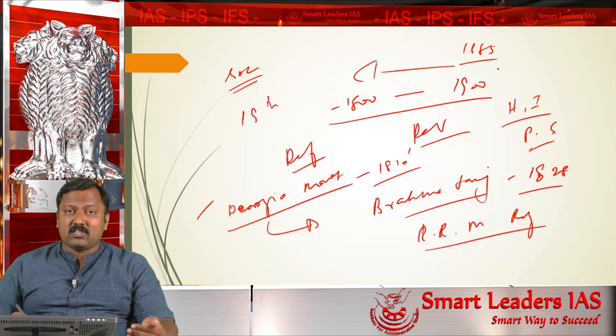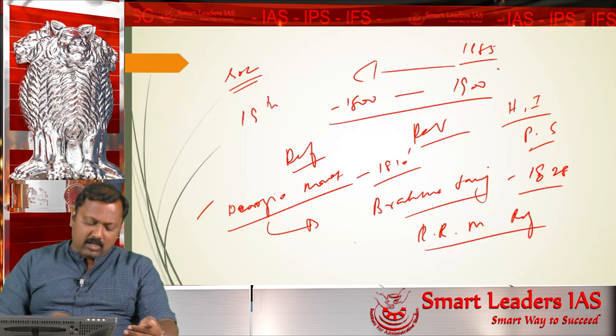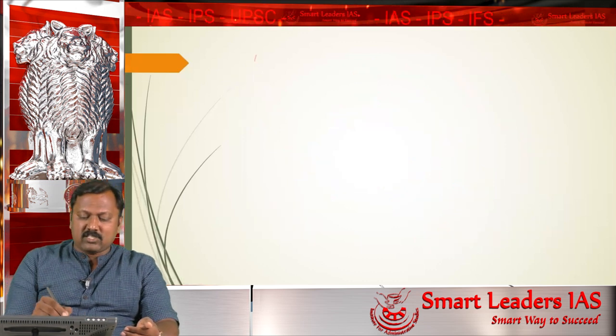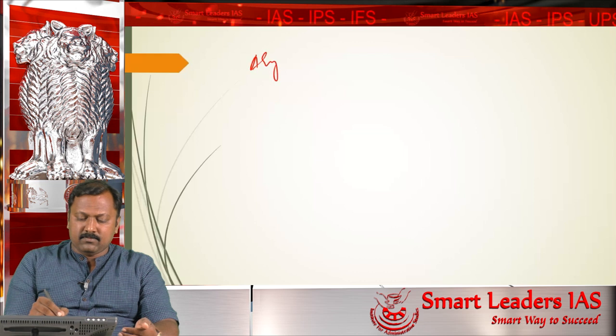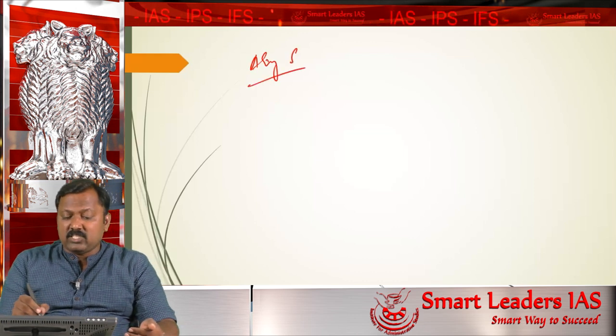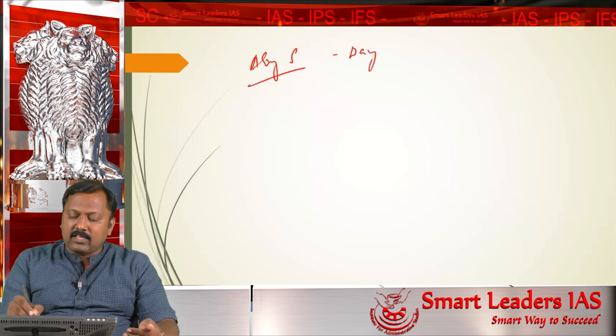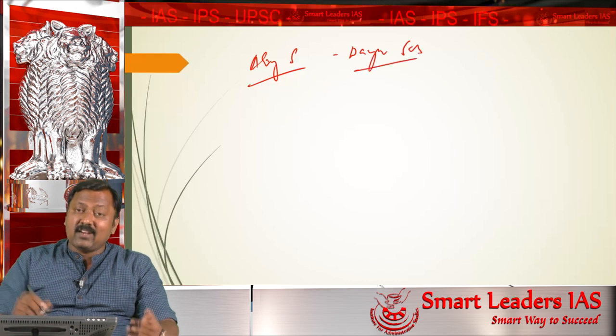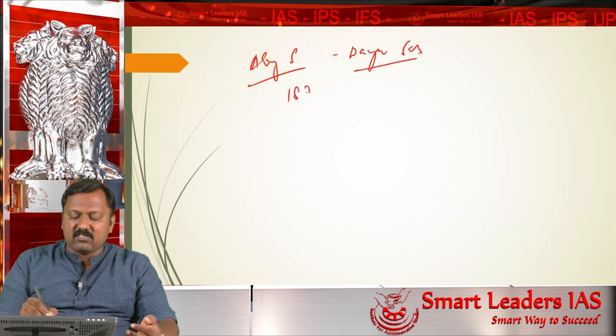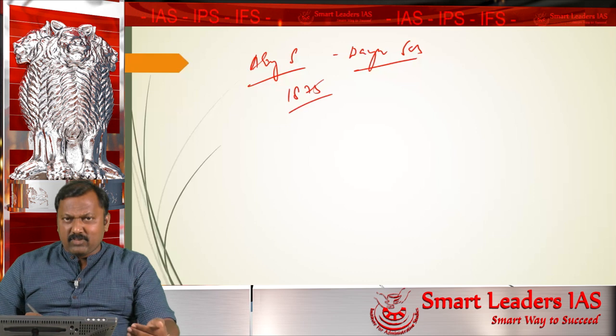Raja Ram Mohan Roy started this movement called Brahma Samaj, and after this we have another movement called Arya Samaj. Arya Samaj was founded by Dayananda Saraswati. Dayananda Saraswati founded Arya Samaj in the year 1875, and that is also a very important movement.